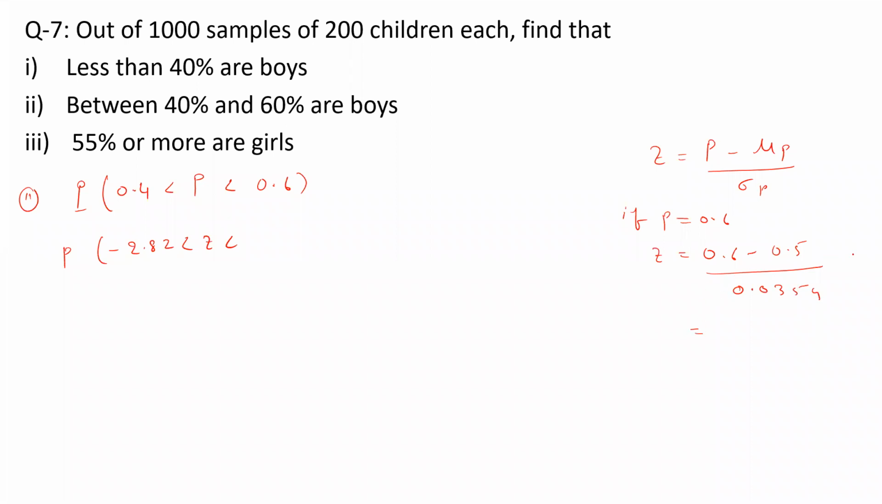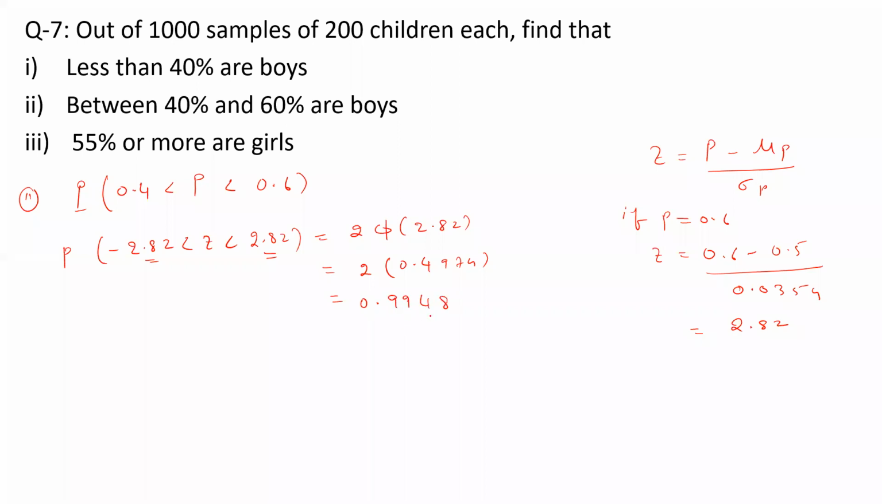So if we just quickly calculate that part, just change the P value. Okay, so I'm getting 2.82. So both values are the same, just the directions are different. So this will be straightforward, 2 times the area of 2.82. We already saw the value of 2.82 earlier. So this value is 0.4974.